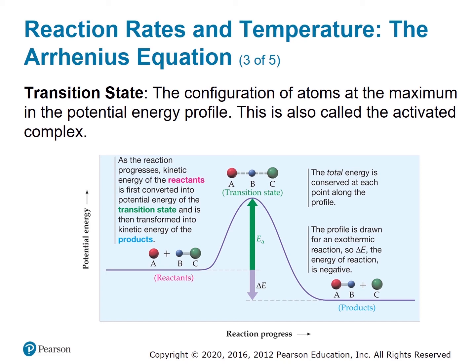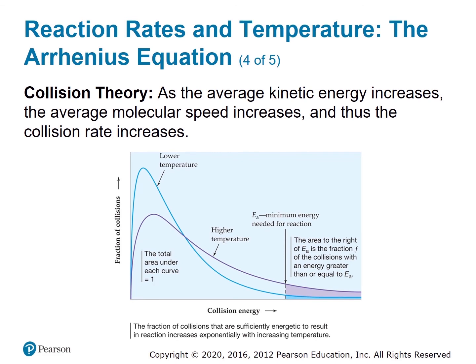If the products had been higher in energy than the reactants, delta E would be positive and the reaction would be endothermic. How does temperature play into this? To explain, we need to discuss collision theory. This, in a nutshell, states that as the average kinetic energy of the atoms, molecules, or ions in a chemical reaction increases, as it does when the temperature increases, the collision rate between them will increase due to their average increased speed.